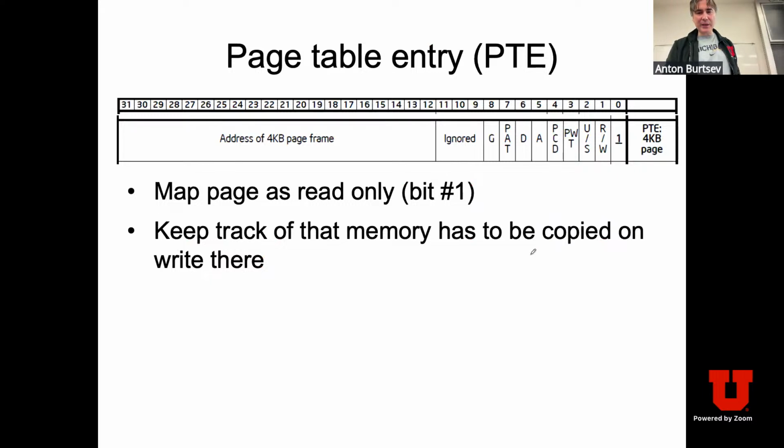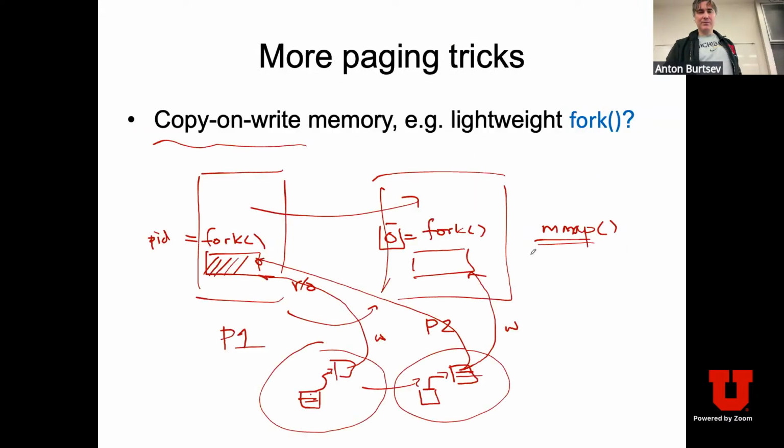Okay, how can we implement copy-on-write? What's the implementation? What bits will we set in the page table? Anyone? Let's wake up for a sec. Yeah, exactly. So how will you set them up specifically?